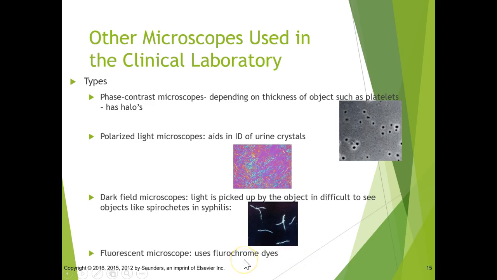And then a fluorescent microscope uses fluorochrome dyes to be able to see the actual bacteria or virus-infected cell glow. All right, that concludes our section on microscopes. I look forward to using these in class with you guys within the next week.